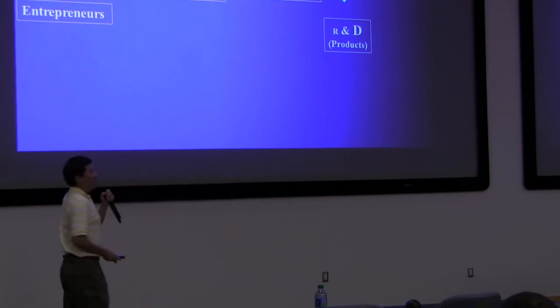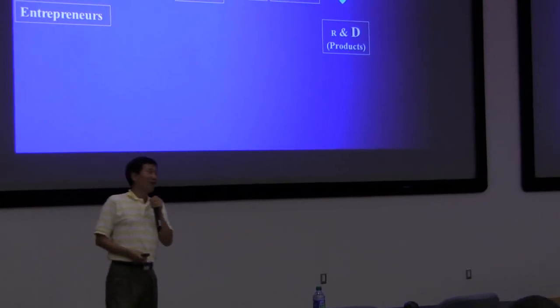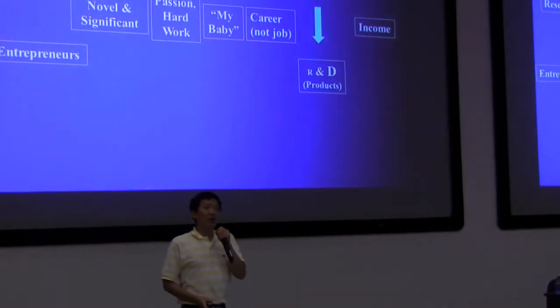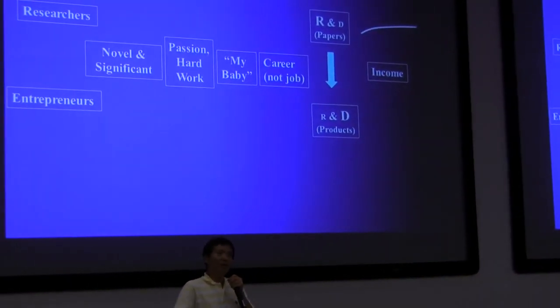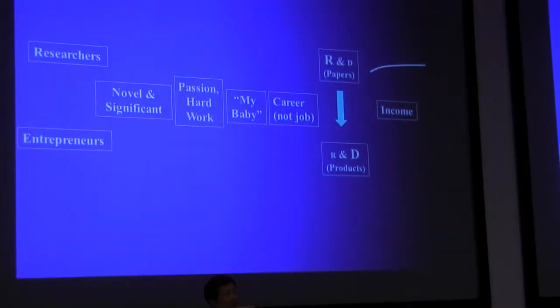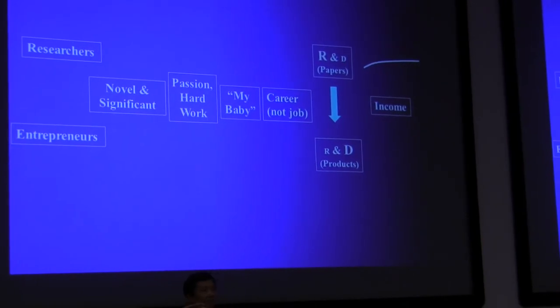And the other difference is about income. As a researcher, as a professor, we start with moderately good income, but it kind of flattens out. But it's very stable. As an entrepreneur, your income may be like this. So you can see that there is actually a lot of commonality between researchers and entrepreneurs.